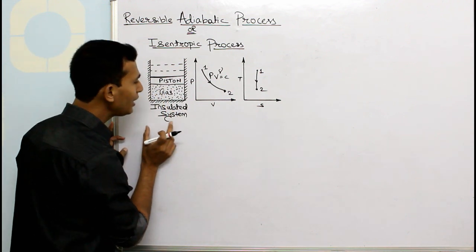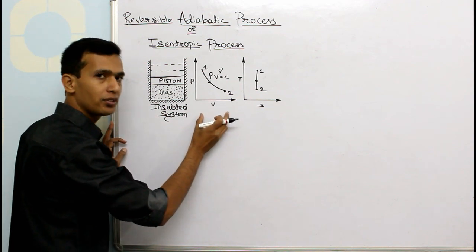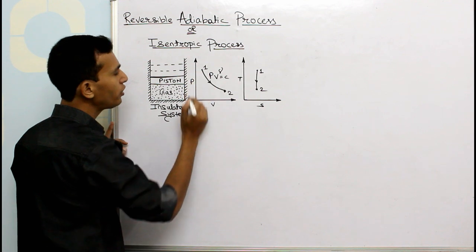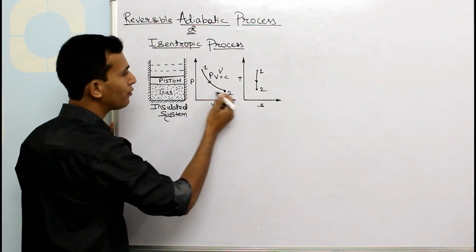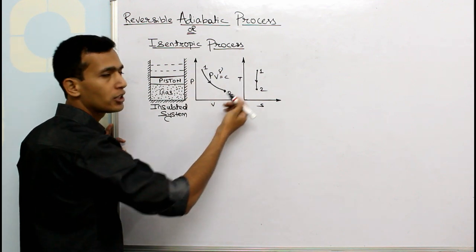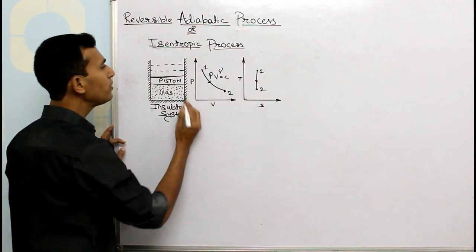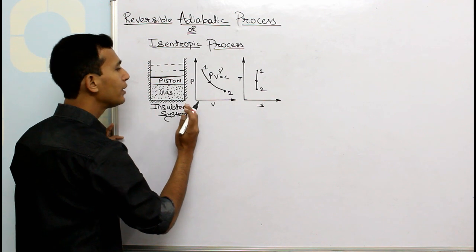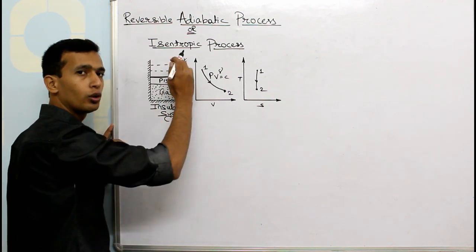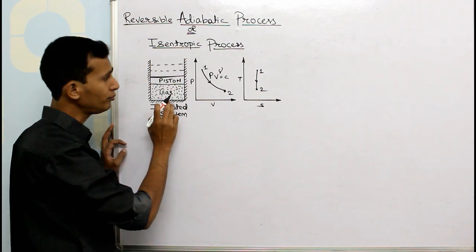The diagrammatic representation on a PV diagram is here. We have increased pressure at the initial condition and decreased pressure at the final condition. 1 indicates the initial state, 2 indicates the final state. As we can see, the pressure reduces and the volume goes on increasing. The same I have shown in this diagram.